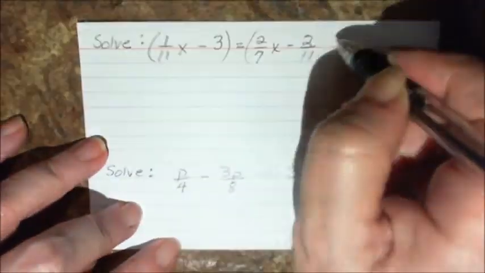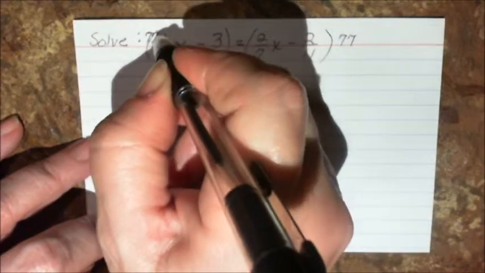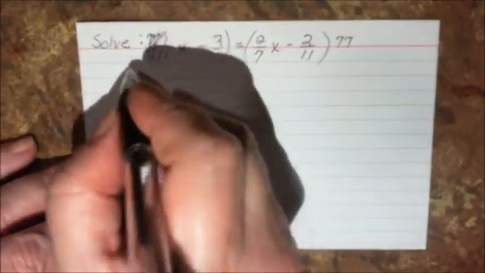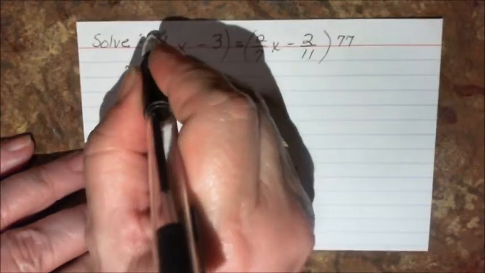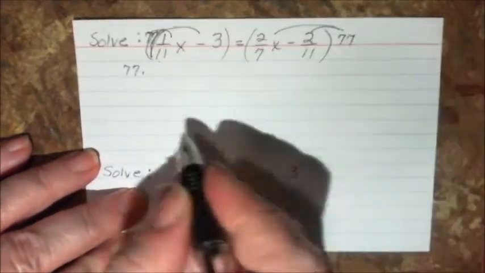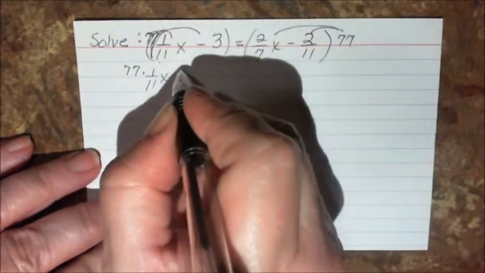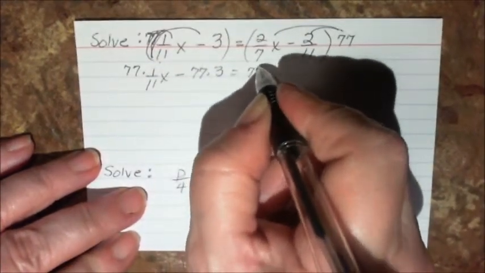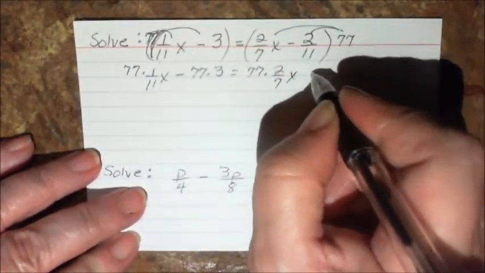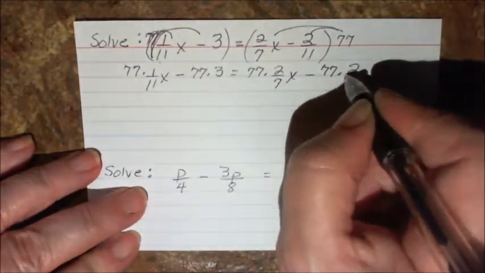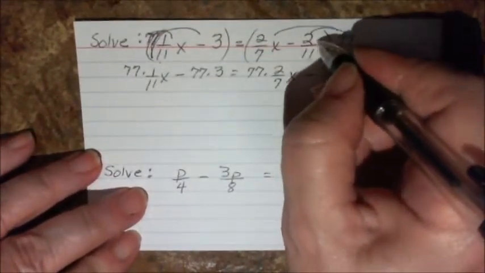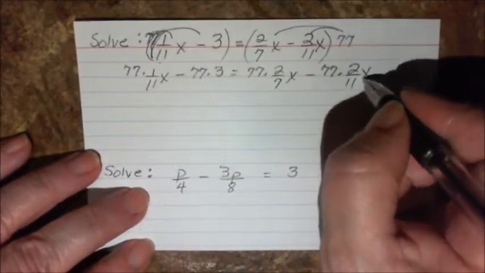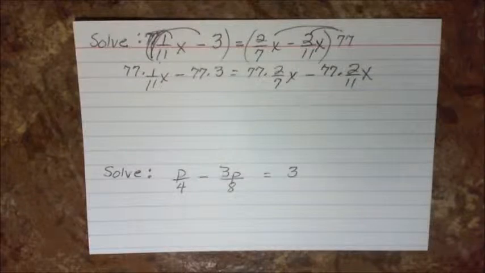And then we multiply both sides of the equation by 77. Okay. So we're going to take the 77 and multiply each term in both parentheses. 77 times 1/11 x minus 77 times 3 is equal to 77 times 2/7 x minus 77 times 2/11. And I believe there's an x on this. Please correct that. Okay. There's an x on the 2/11 in the original.